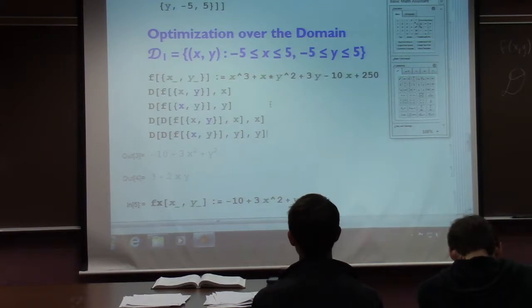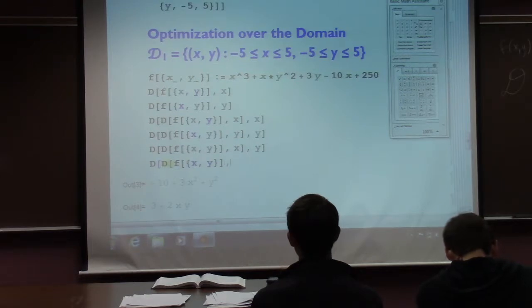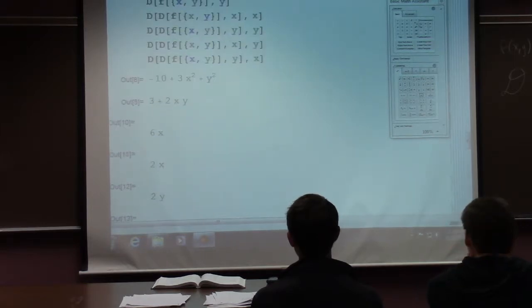And then you can also do the mixed partial. I can type x comma y. If I differentiate it with respect to x first, then y second, or I can do it the other way around, those should be equal. Those are always going to be equal for our nice functions that we deal with in this class.